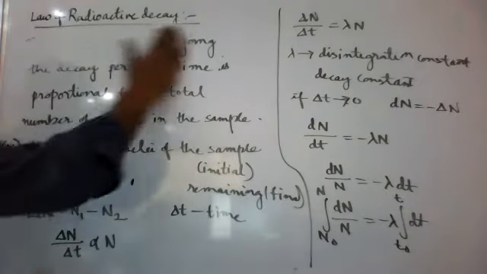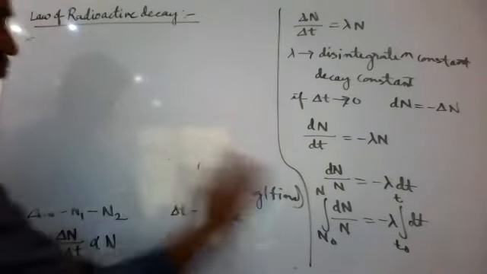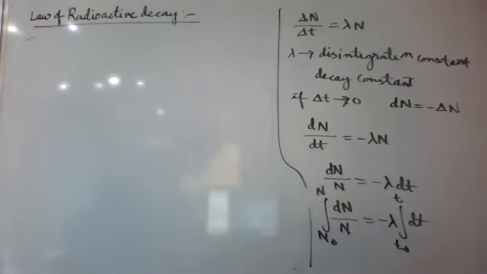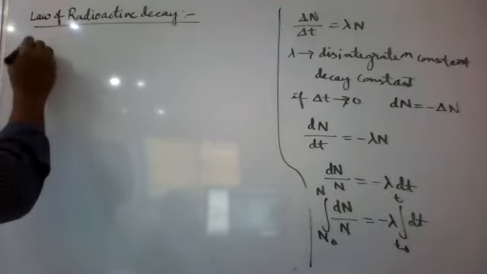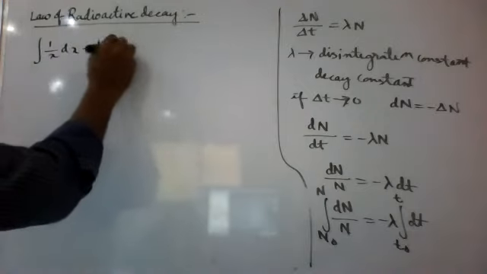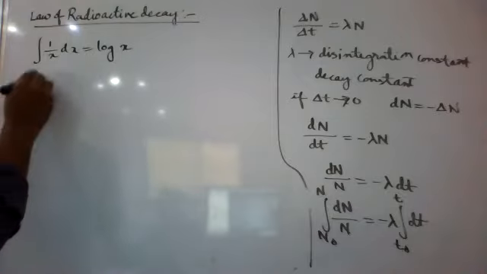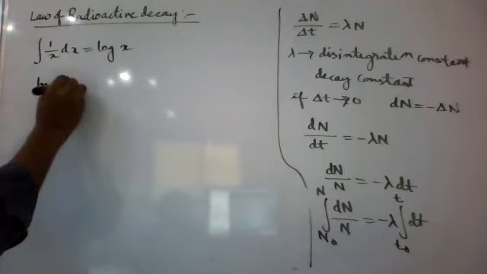Now, going to the next one, continuing with the concept. Applying integration, you know the integration of 1 by x dx is log x. The same way it will become ln N. In the textbook we wrote ln. Ln means log to the base e.